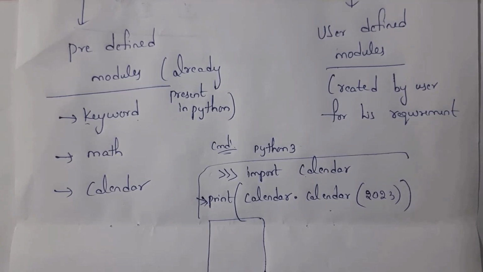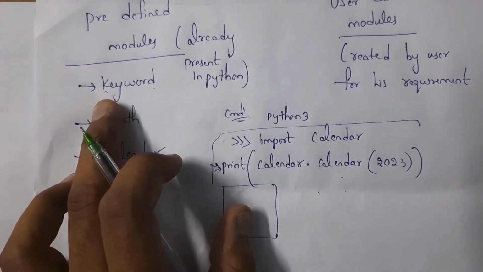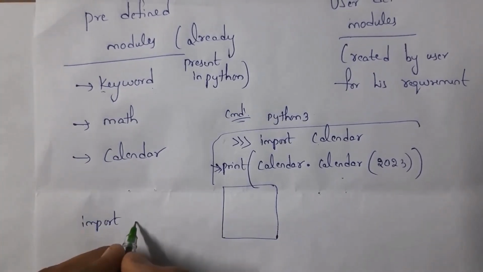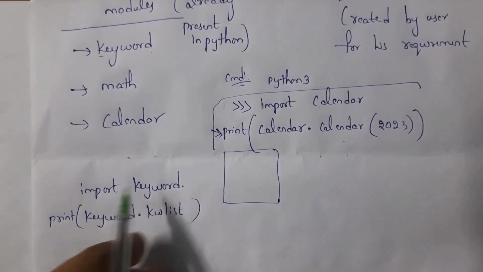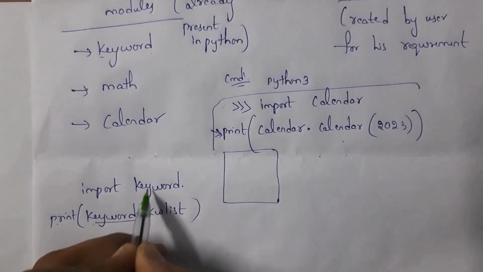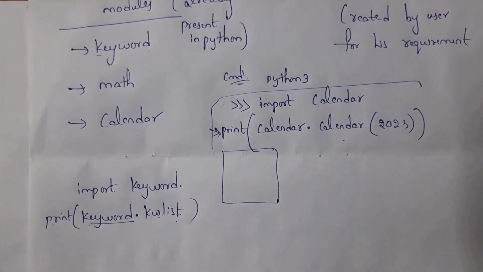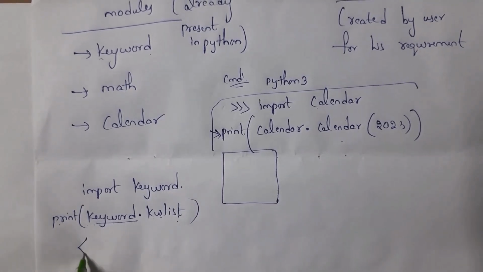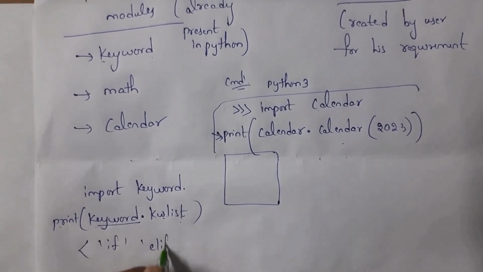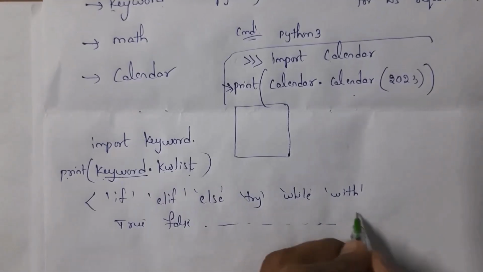And next I will explain what is use of keyword module. Keyword module is used to identify keywords that are supported by Python. Total there are 33 keywords supported by Python. So in order to print keywords supported by Python, just write here import module name, that is keyword. After writing import keyword, just write here print. Inside print function write keyword.kwlist, where this keyword is module name dot kwlist. kwlist is nothing but keyword list. So it will print all those 33 keywords like if, elif, else, try, while, with, next to true, false, and so on.